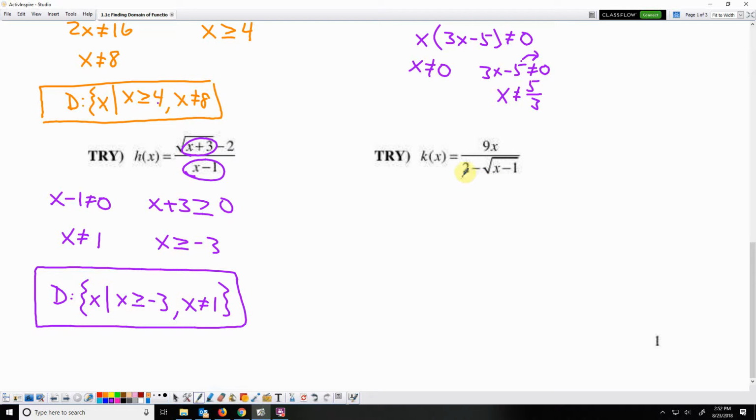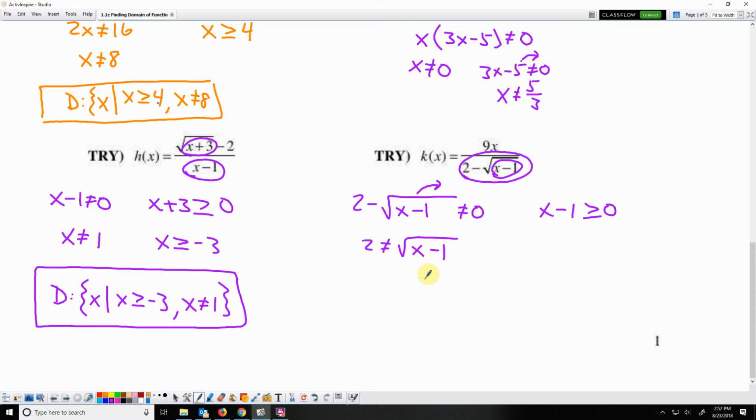And last, I've got a denominator with a variable in it and a radical with a variable in it. So I have to say that the whole denominator cannot equal 0, and I have to say that the part that's under the radical has to be greater than or equal to 0. So I'm going to move this negative radical to the other side. 2 cannot equal the square root of x minus 1.